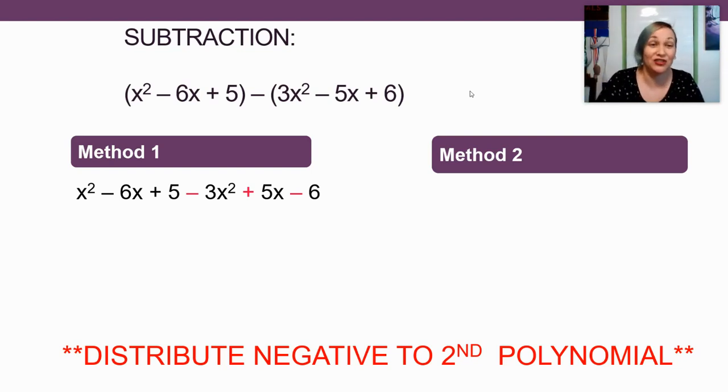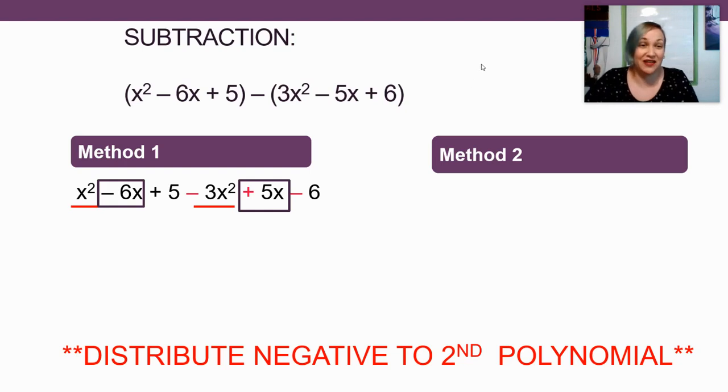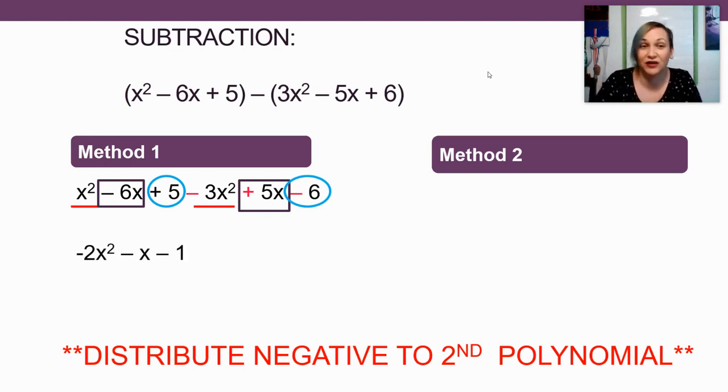I'm going to combine like terms, so I'm going to combine together my 1x squared with my minus 3x squared. 1 minus 3 is negative 2x squared. I'm going to combine together my minus 6x and my now plus 5x. Negative 6 plus 5 is negative 1x. And then finally, I'll combine together my positive 5 and my now negative 6, which is also a negative 1. And so here's my final answer for this question.